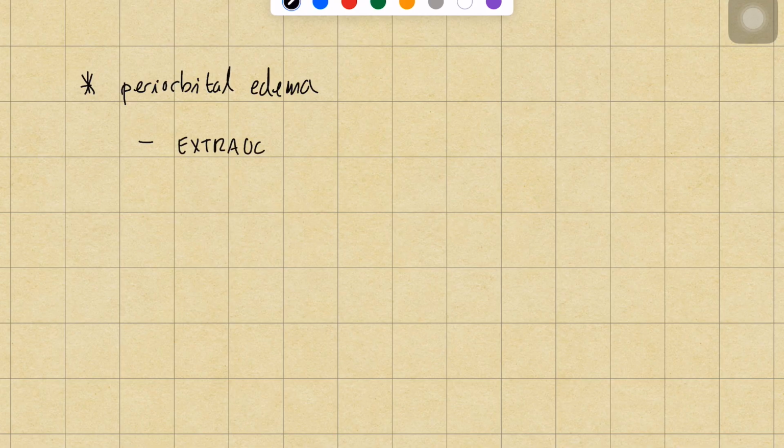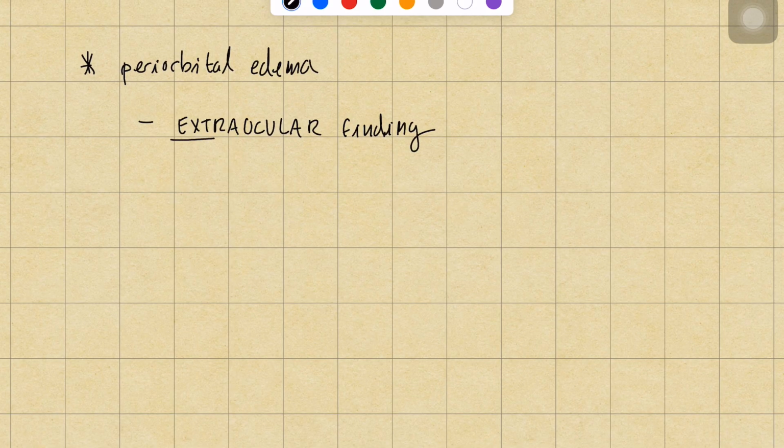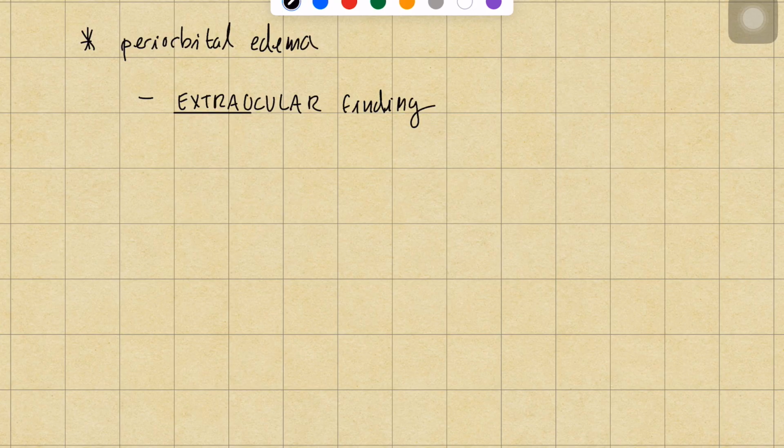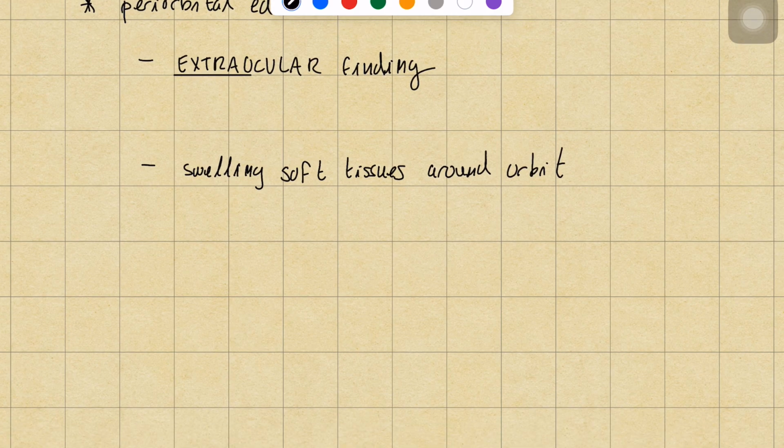extraocular finding. So unlike the previous two that were ocular findings, this one is extraocular, which means that it doesn't directly involve the eye. But we put it in this video so that you can distinguish it from the other two types of eye-related edemas. And periorbital edema is swelling of the soft tissues around the orbit. So examples of this are, it could be swelling of the soft tissues of the eyelids, or even of the periorbital skin.